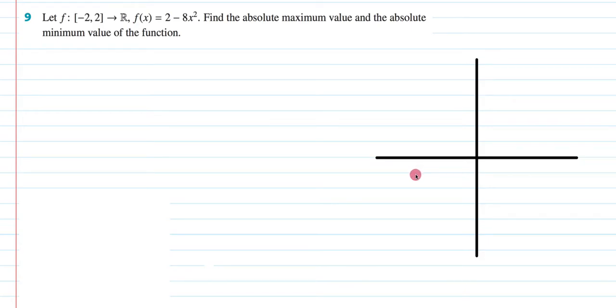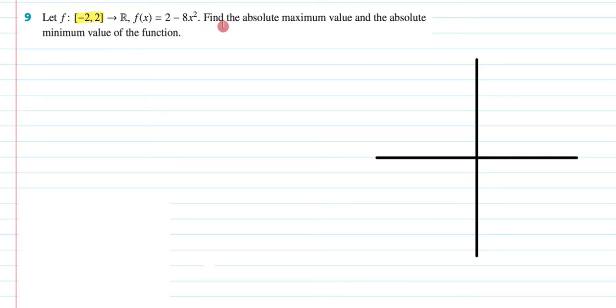So in this video, we're going through question 9 from exercise 18E. Let's give it a read. It says, let f be this. So we have a function here, which is 2 minus 8x squared. So we know we're dealing with a parabola. We also have a restricted domain here between -2 and 2. So that's going to come into play. That's going to be important.